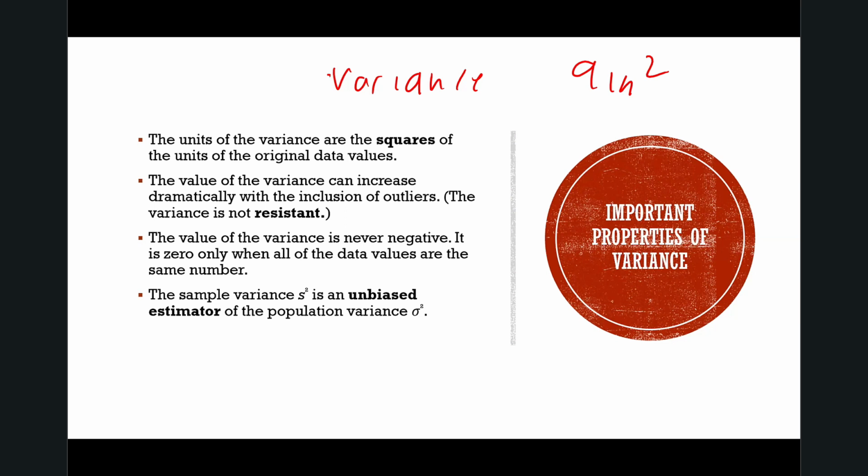Okay, so remember what I said earlier about plus or minus 2 standard deviations, that's where 95% of the data is? That comes from a specific rule that we call the empirical rule.